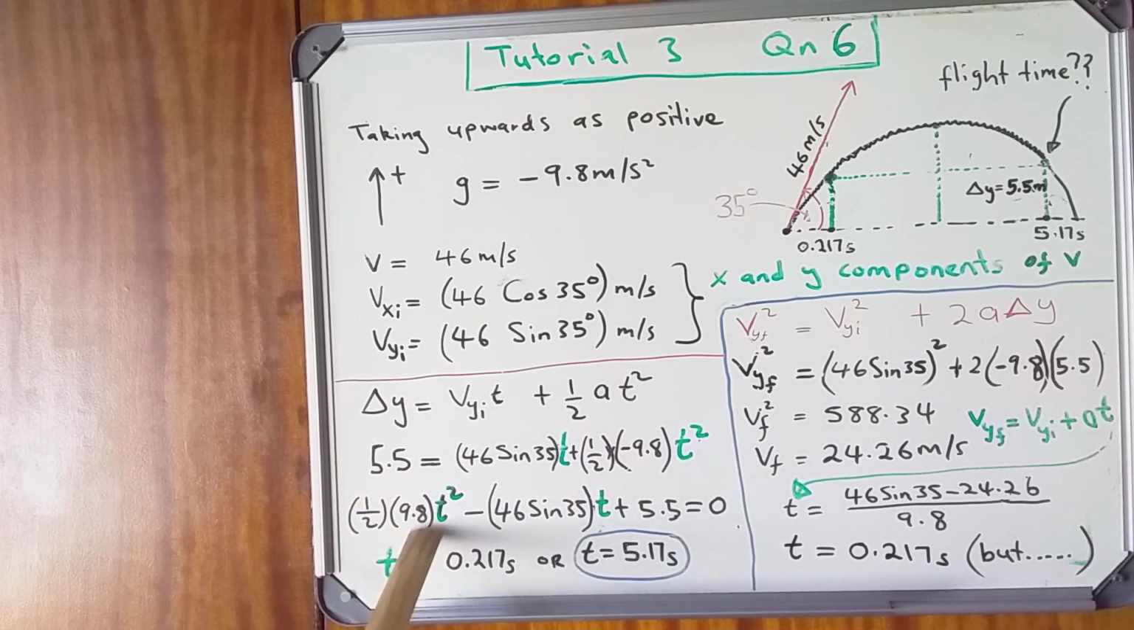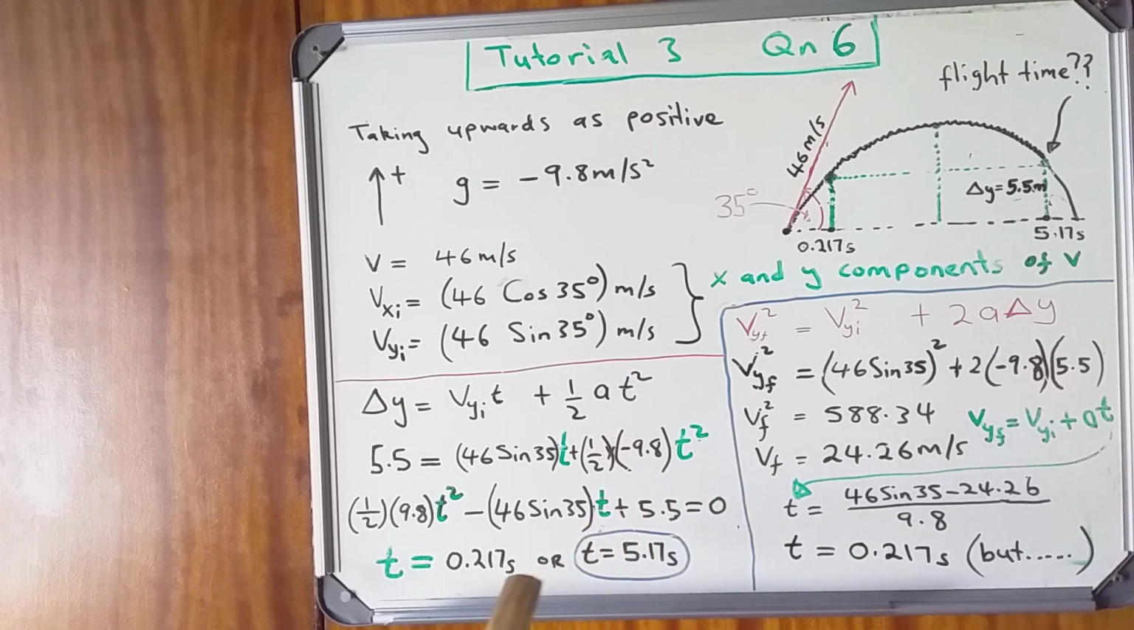So half multiplied by 9.8 multiplied by t squared. This is positive. So if I push it to the left, it becomes negative. So it will be that minus this. And then this remains where it is, which is just a positive 5.5, is equal to, since I have shifted everything to the left, then it's equal to 0.